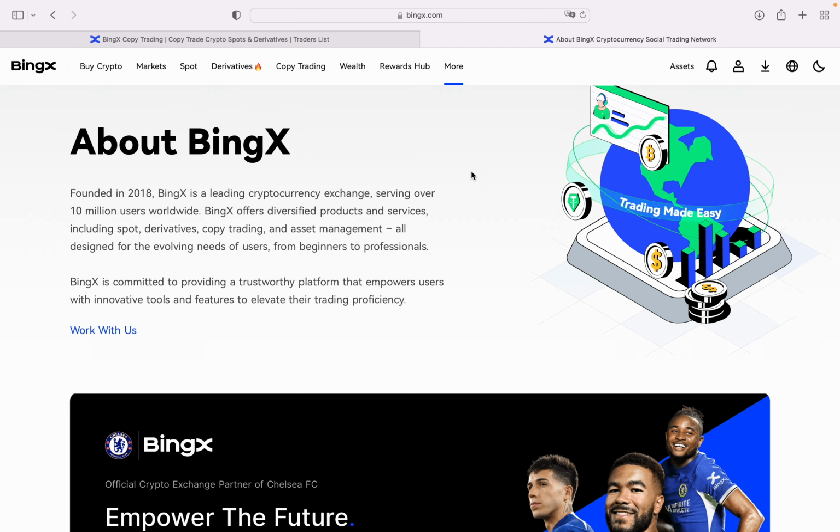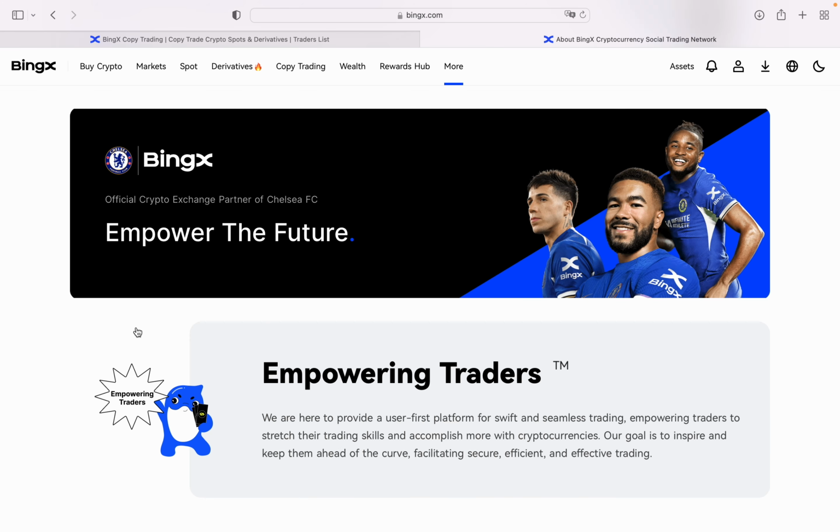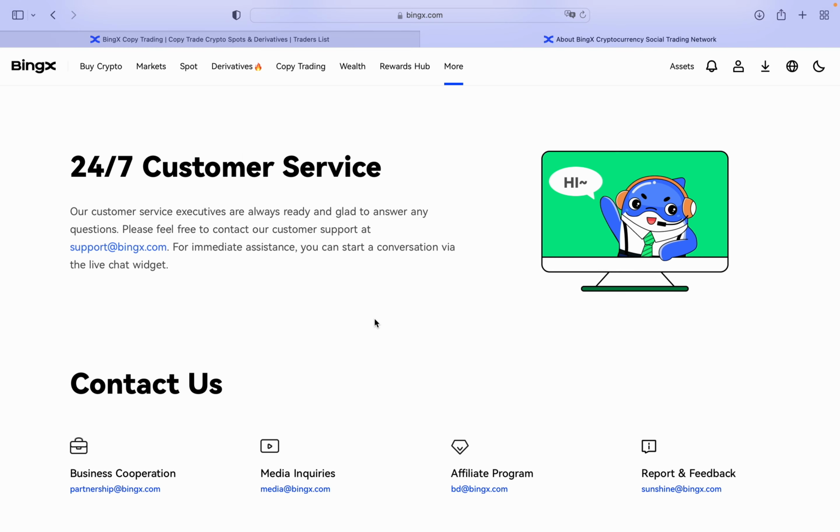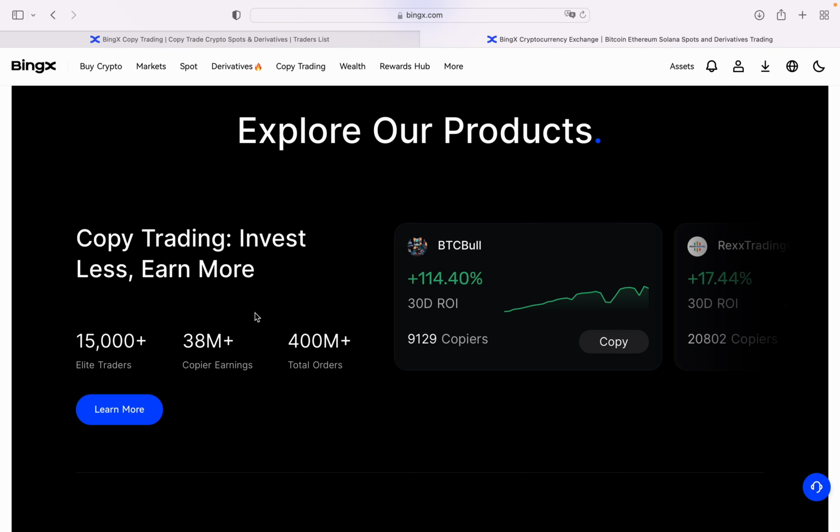But why are we using the copy trading on BingX? BingX is a leading cryptocurrency exchange which was founded in 2018. BingX is a trustworthy exchange and is the official crypto exchange partner of Chelsea FC. We have a very high security and transparency. BingX also has a very nice customer service. And I really like the copy trading feature because we have many profitable traders and we have very much transparency and always have the control over your own assets.